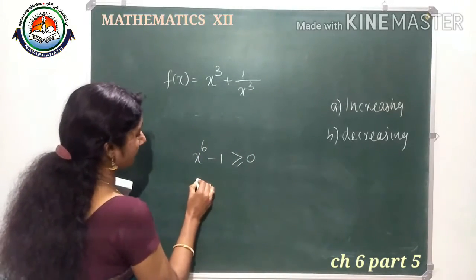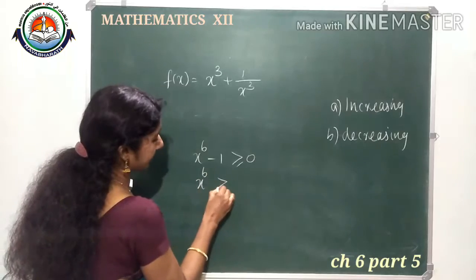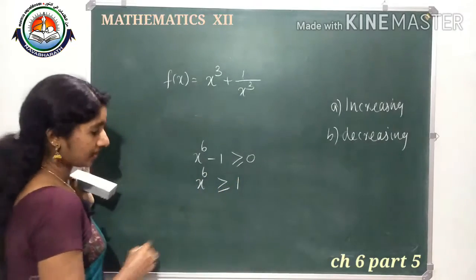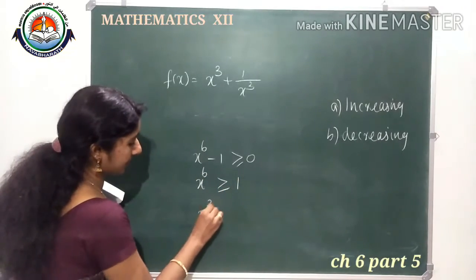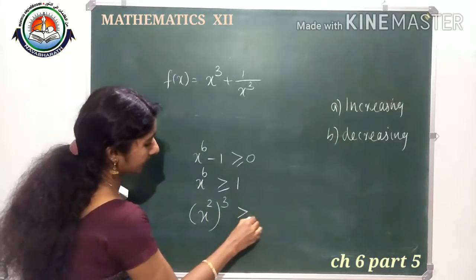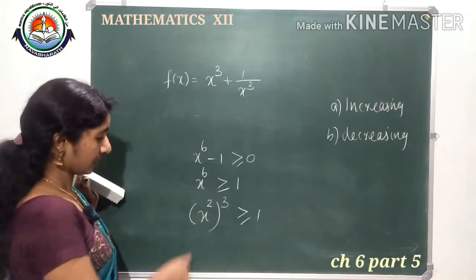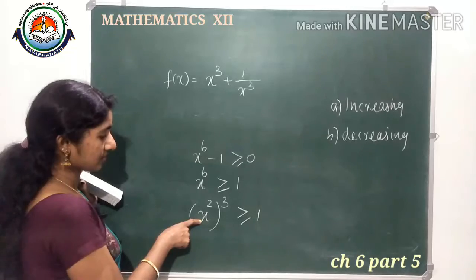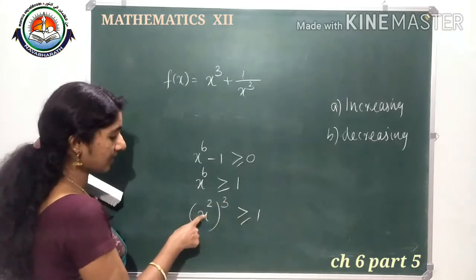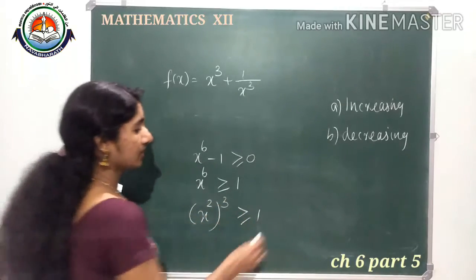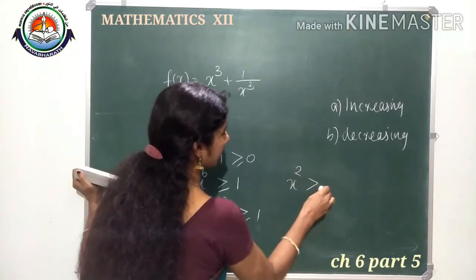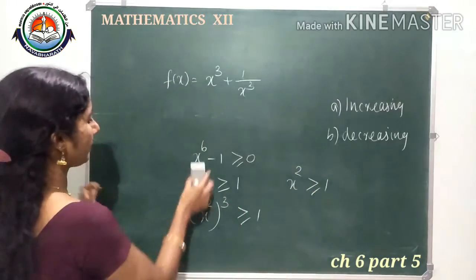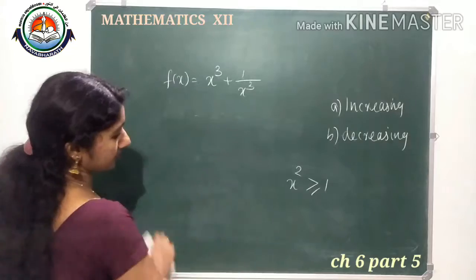That means x raised to 6 is greater than or equal to 1. X raised to 6 we can write as (x square) whole cube greater than or equal to 1. A number's cube greater than or equal to 1 means that number should be greater than or equal to 1. So we can write x square greater than or equal to 1. What do you mean by x square greater than or equal to 1?